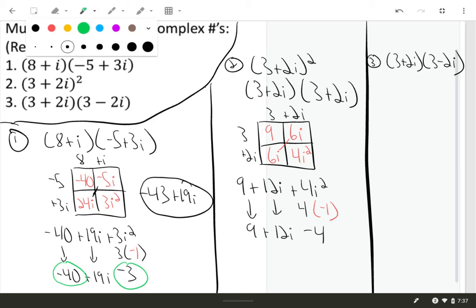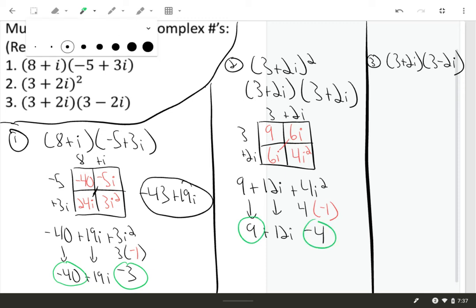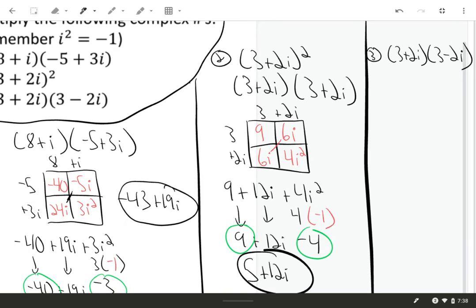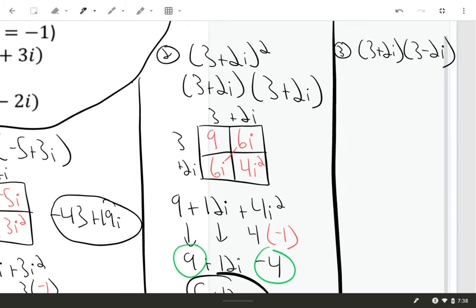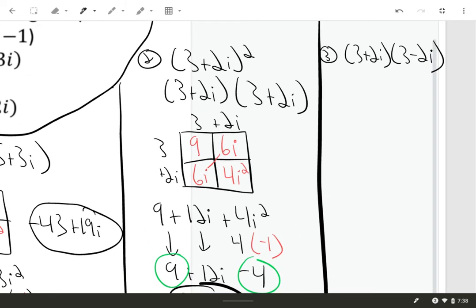Okay, then we'll combine our like terms. So 9 and -4 becomes 5. 9 and -4 combines to 5. So we end up with 5 plus 12i. And that is our answer for number 2. Okay. Number 3. Okay, number 3, we have 3 plus 2i times 3 minus 2i.